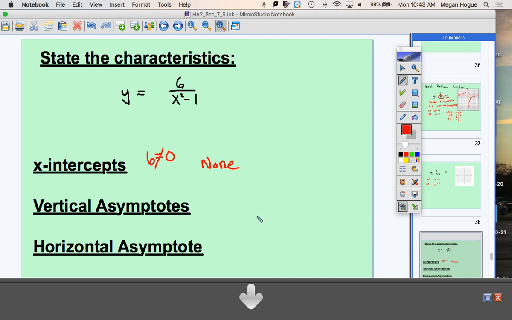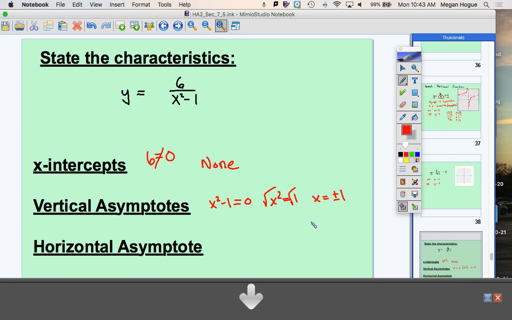So I work my way. I did the top, now I look at the bottom. So I'm going to do x squared minus 1 equals 0. Well, you could factor, you could do the square root method. That's up to you. I'm going to do the square root method. Just don't forget plus or minus. So x equals plus or minus 1. Fine to just label it VA. So those are your vertical asymptotes.